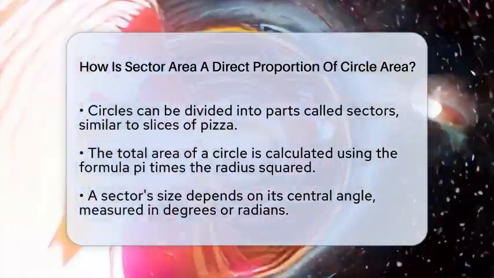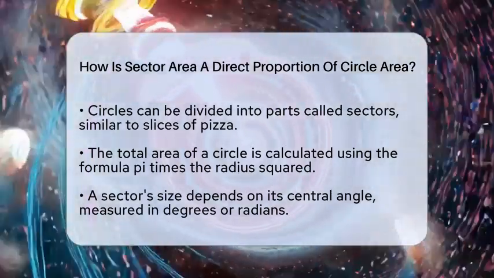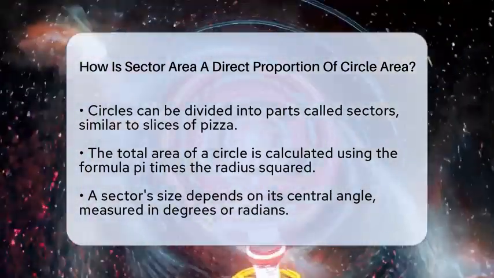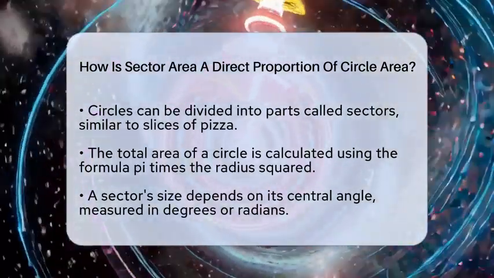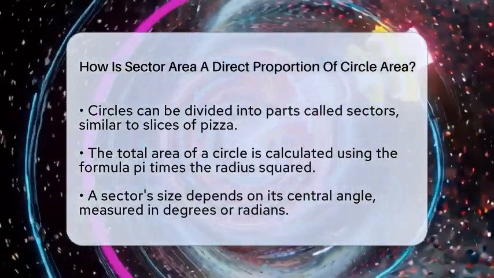When you look at a sector of a circle, its area depends on how big that slice is compared to the whole circle. The bigger the slice, the larger the sector area. But how exactly does this relationship work? Let's find out. First, think about the whole circle.